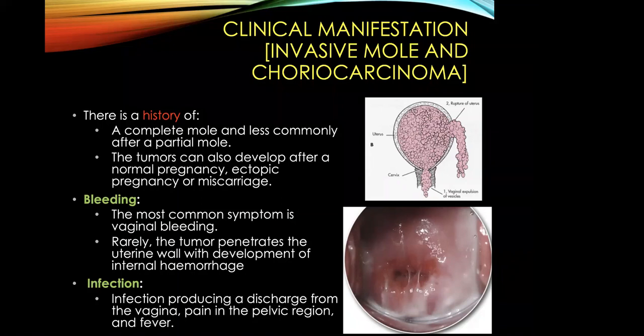This tumor penetrates into the uterine wall. It ruptures the uterine serosa. It can go further into the peritoneal cavity. There could be vaginal expansions of the vesicles. It can invade into the cervix. And you have infection superadded with a discharge from the vagina, pain in the pelvic region, and fever.